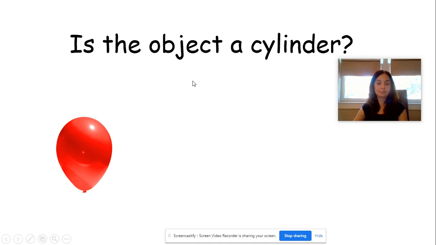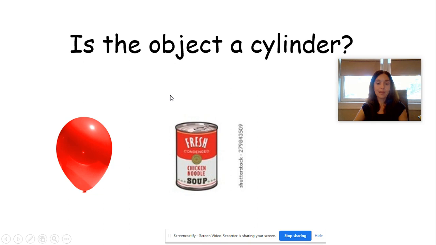We have a balloon. Is that a cylinder? We have a can of soup. Is that a cylinder? And we have a roll of paper towels. Do you think that's a cylinder?